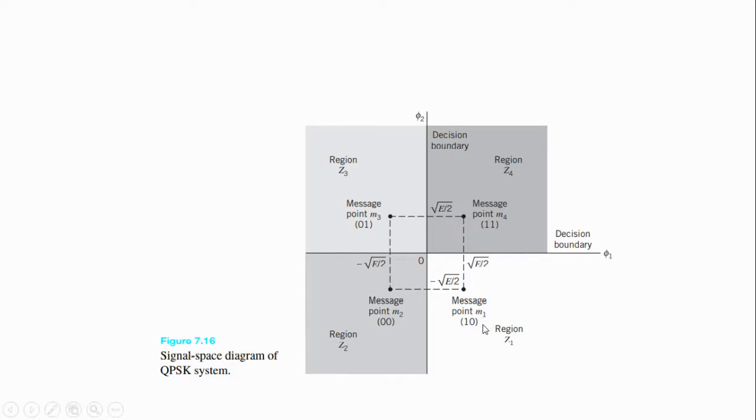If the symbol is 1 0 means the region is Z1. If the symbol is 0 0 means the region is Z2, and if the symbol is 0 1 means the region is Z3. If the symbol is 1 1 means the region is Z4. This is the decision boundary and this point is the message point.